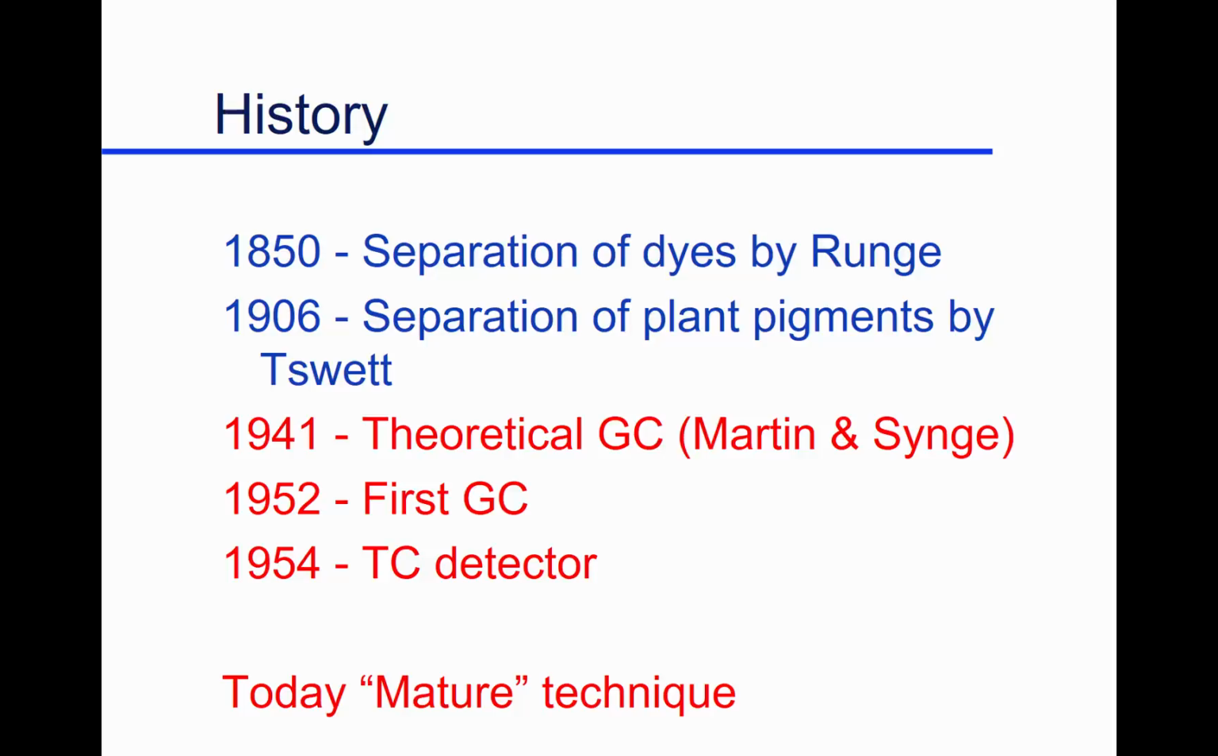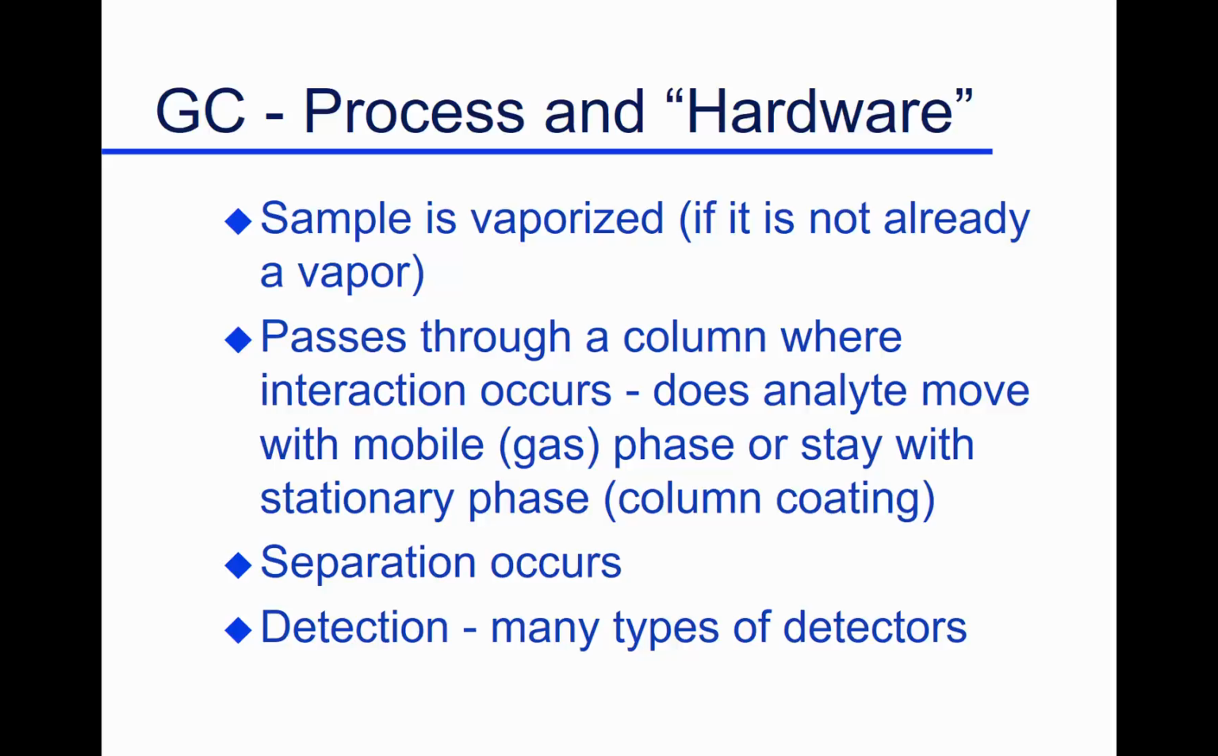Wouldn't get too far today with that kind of a detector. In 1954, the thermal conductivity detector came into being. That's really the start of modern chromatography as we think about it today. It was a detector that actually worked and sensed things without a lot of trouble.